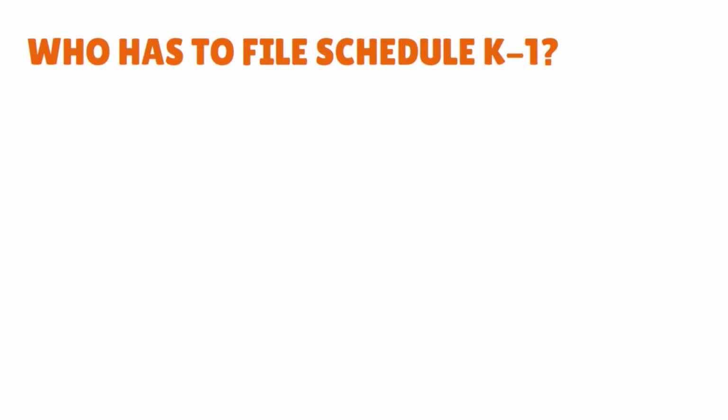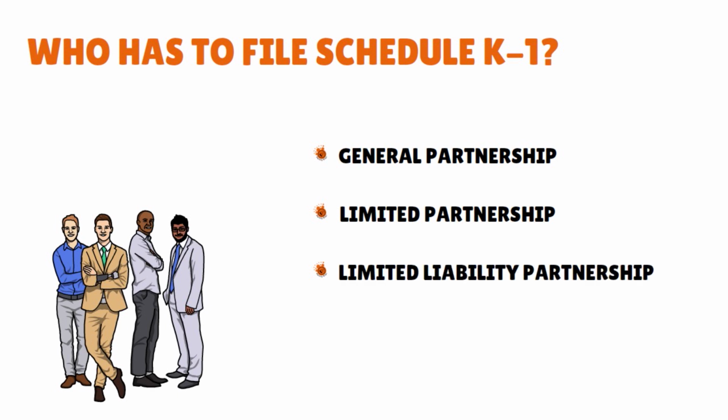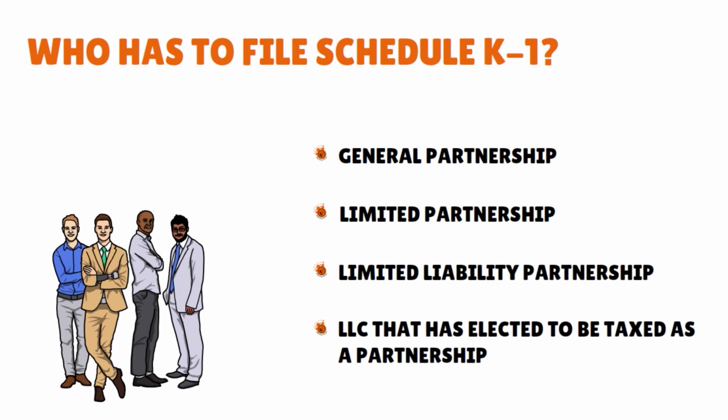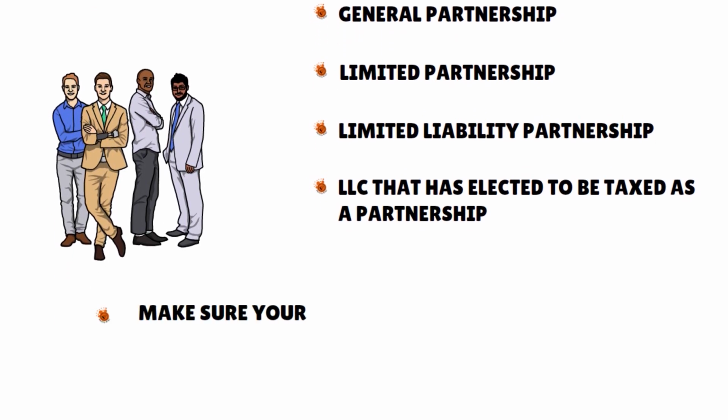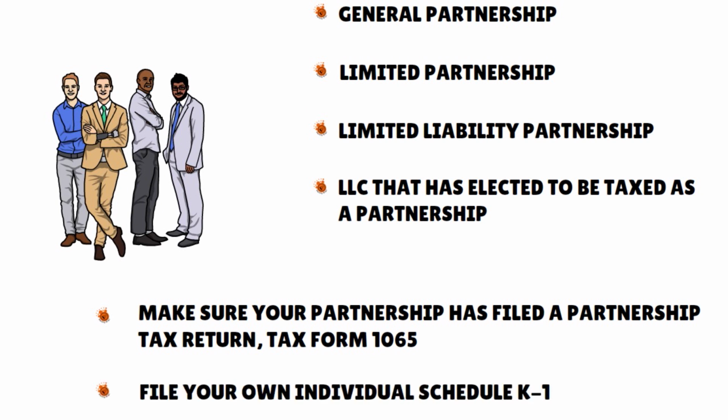Now, having said that, who has to file Schedule K-1? If you're part of a general partnership, limited partnership, limited liability partnership, or you are an LLC that has elected to be taxed as a partnership, then you need to file Schedule K-1. You need to do at least two things during tax season. Make sure your partnership has filed a partnership tax return on Tax Form 1065, and you also need to file your own individual Schedule 1.